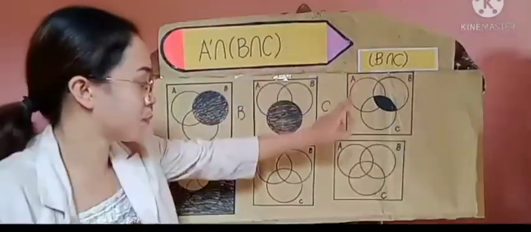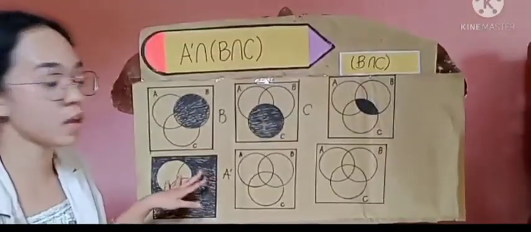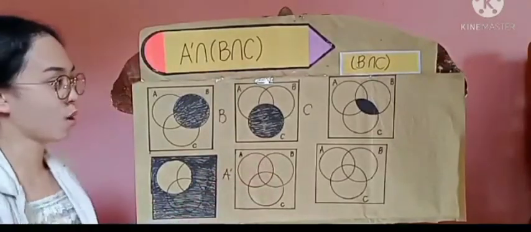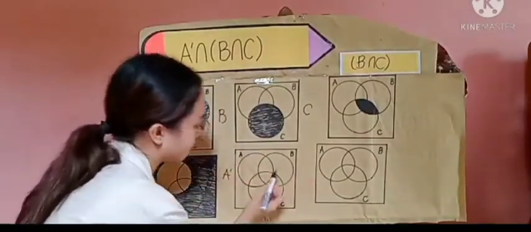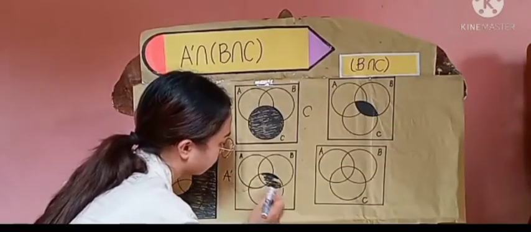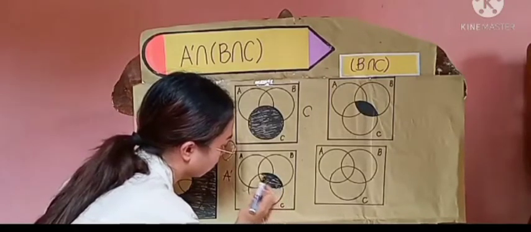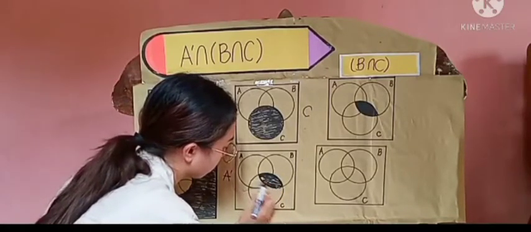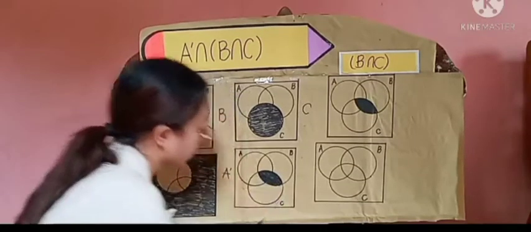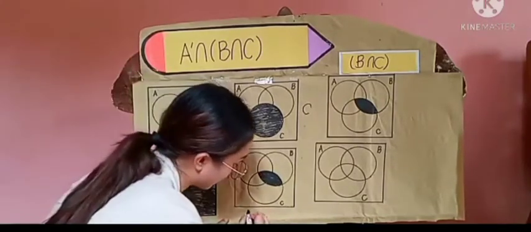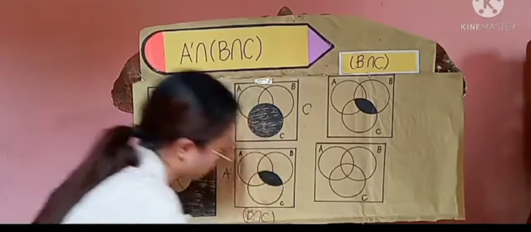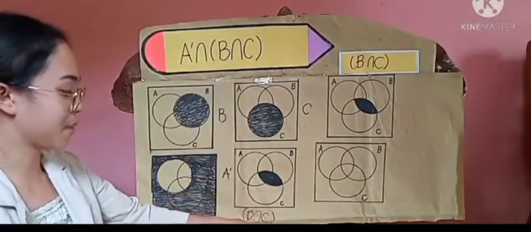But before that, let's put B and C near not A so that when we compare the two Venn diagrams, it will be more understandable. So let's put it here, the B and C.